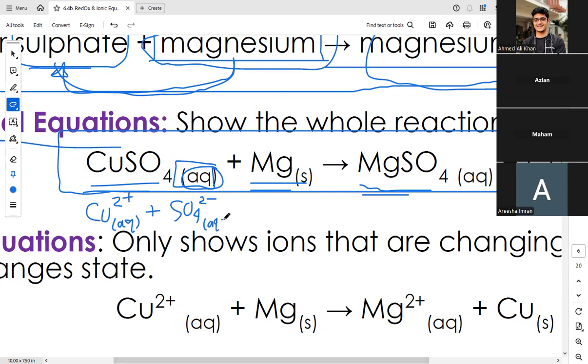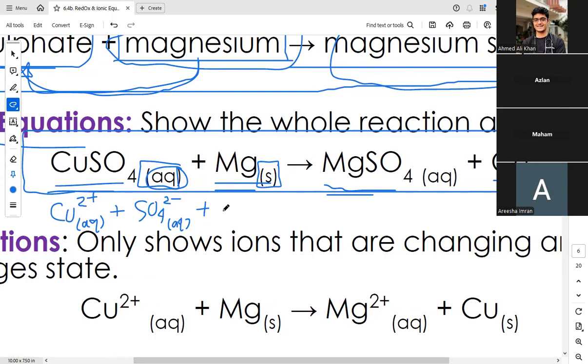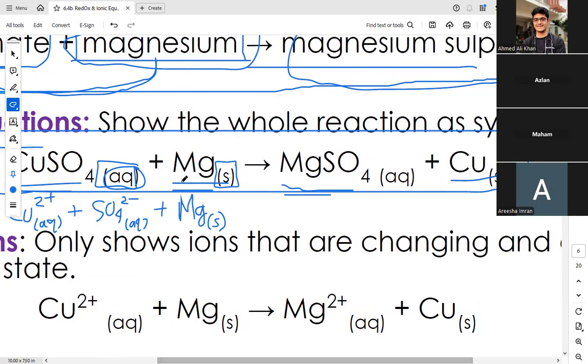Now magnesium is solid. Would you split it up into ions? No. It's just solid magnesium, like a block of magnesium lying around. So magnesium will be written as it is. It's not in its ionized form. No ion for magnesium; don't write Mg2 plus.